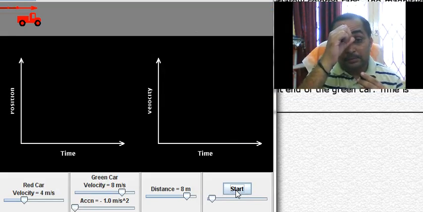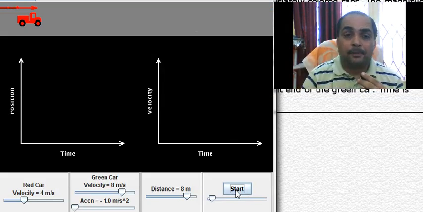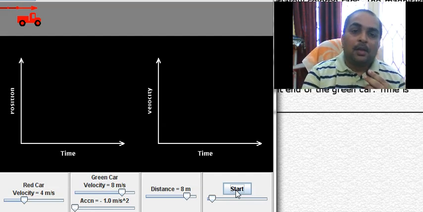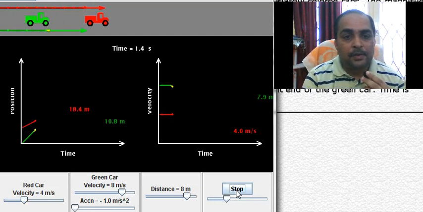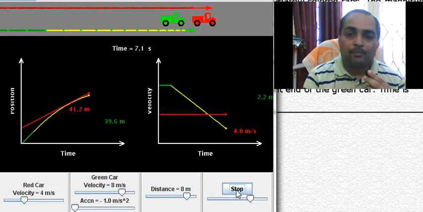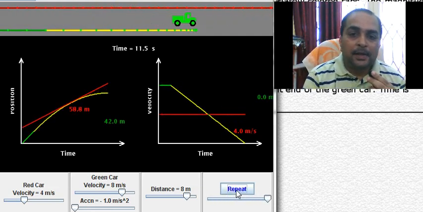Wanted to explain you retardation. So here let us see the animation first. On the topmost point you can see, there is a truck, a red color truck and a green color truck.